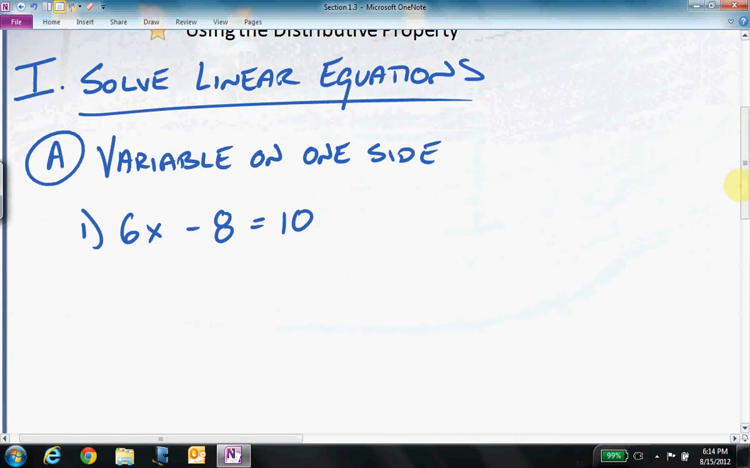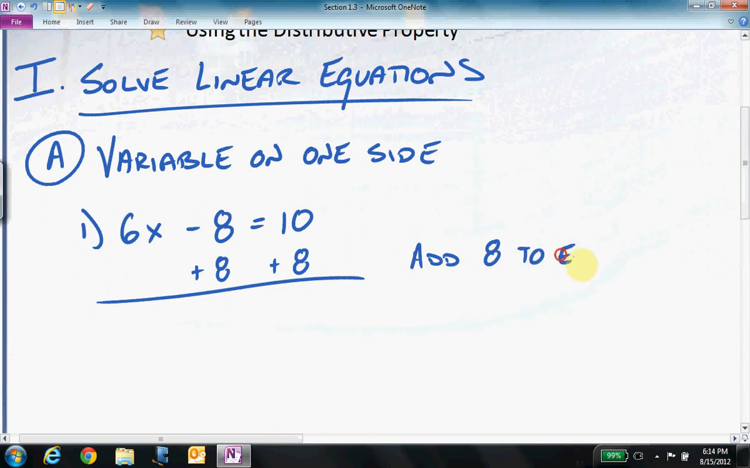When we're solving an equation, just as a little reminder, we want to get the x alone, or the variable, whatever the variable is. We want to get that variable alone. And we're always going to be using opposite operations. So here I see a minus 8. The opposite of subtraction is addition. So the first step is going to be to add 8 to each side.